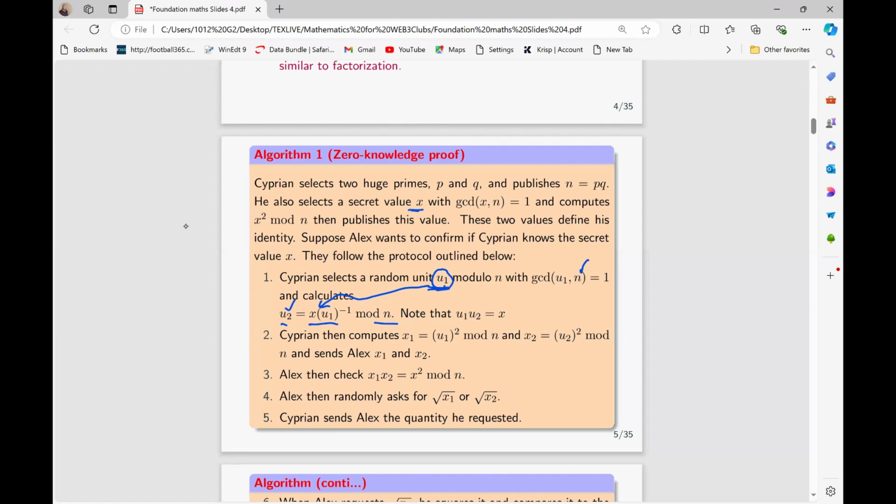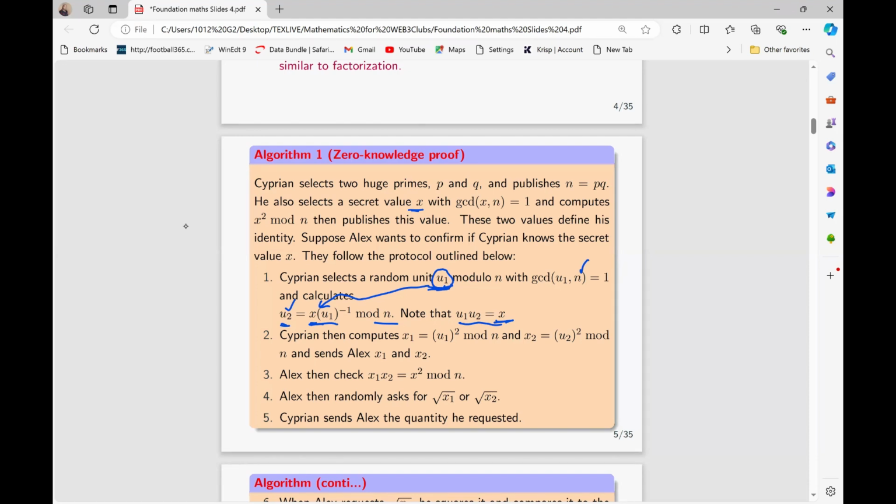Now, when you take this u1 and u2 and multiply, you'll get x. But Alex does not know this. He has not been told. Cyprian has just chosen this number, then multiplied by x, because he knows what x is. He just wants to prove that he knows x, but he doesn't want to tell Alex what it is. So he chooses u1, gets its inverse, multiplies by x, and gets u2.